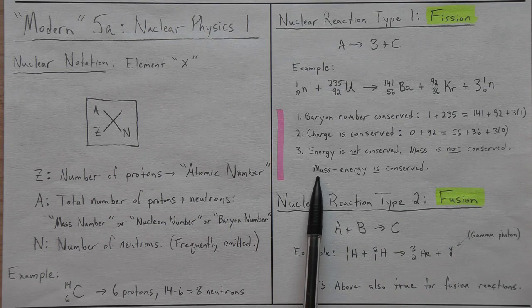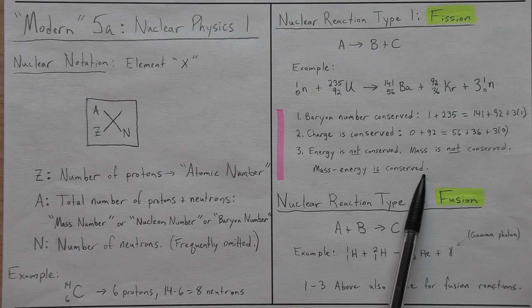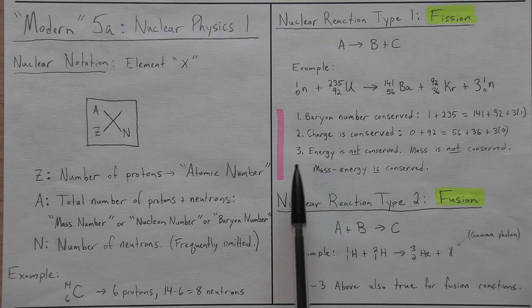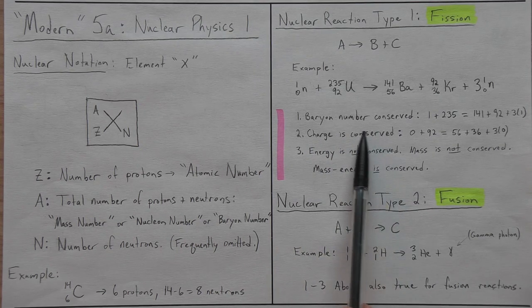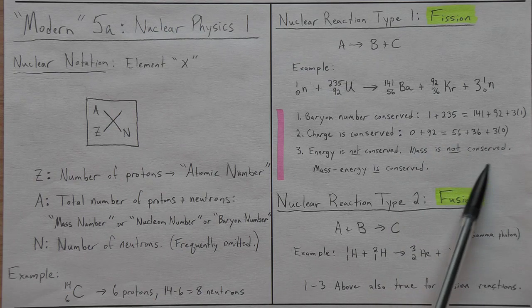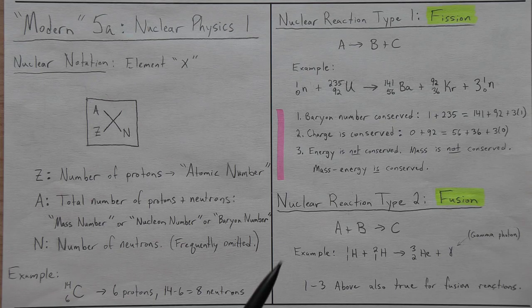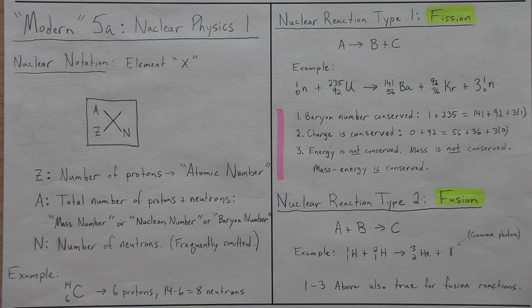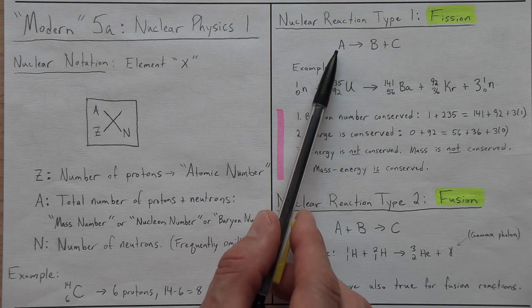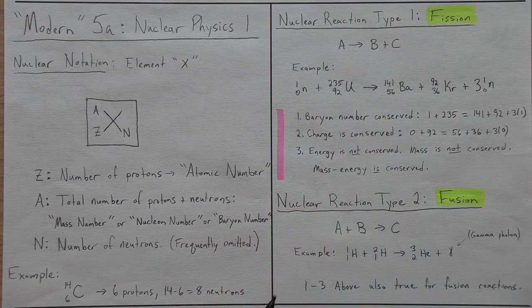What's conserved is mass-energy. Okay? Something interesting. You might be saying, I thought energy cannot be created or destroyed, and mass is always conserved in a chemical reaction. It turns out it is not. And I will explain more about that in the next video, Modern 6A Nuclear 2. But right now, fission reaction: one nucleus breaks into pieces.